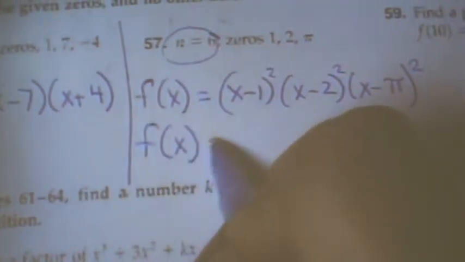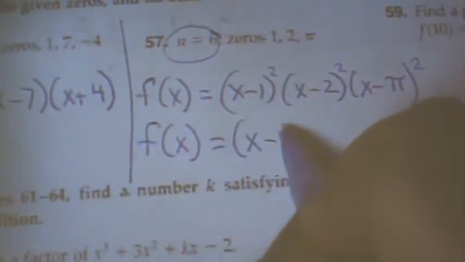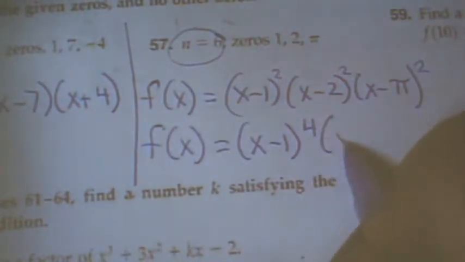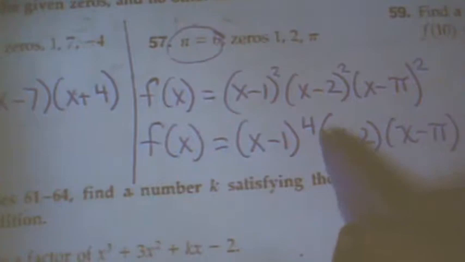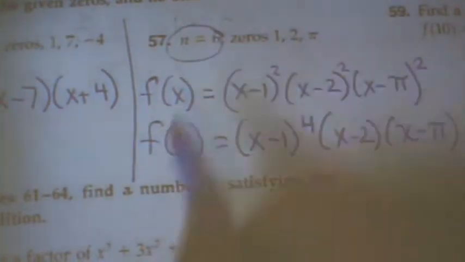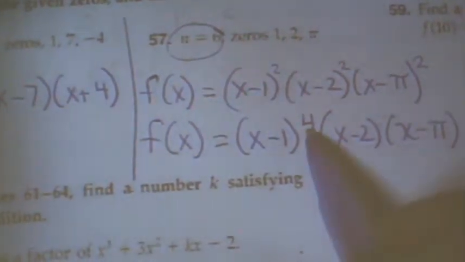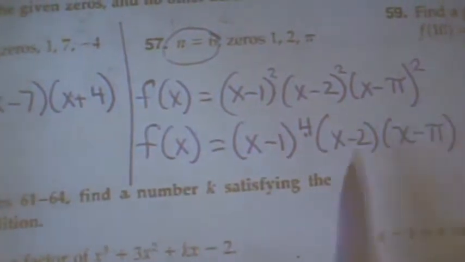Oh, there's lots of them. I could have written x minus 1 to the 4th power, x minus 2, x minus pi. As long as you get 6. As long as these add up to 6. I could have put a 3 here, a 2 here, and a 1.